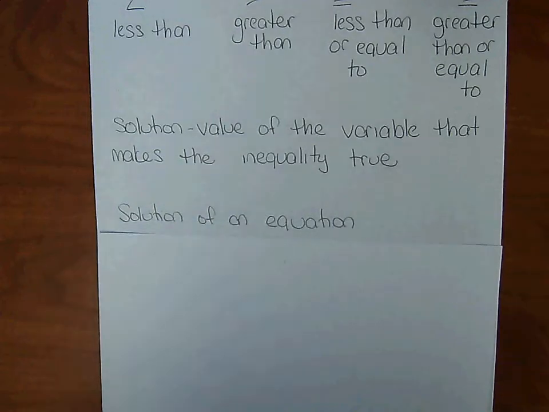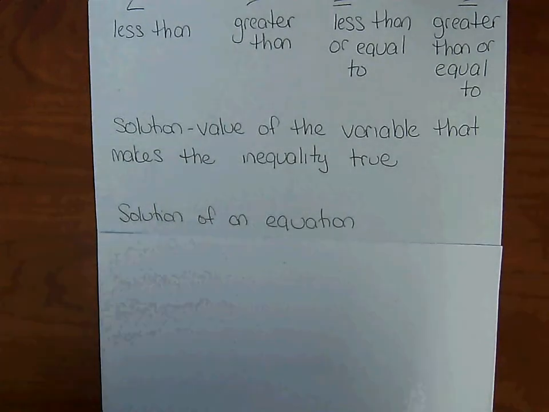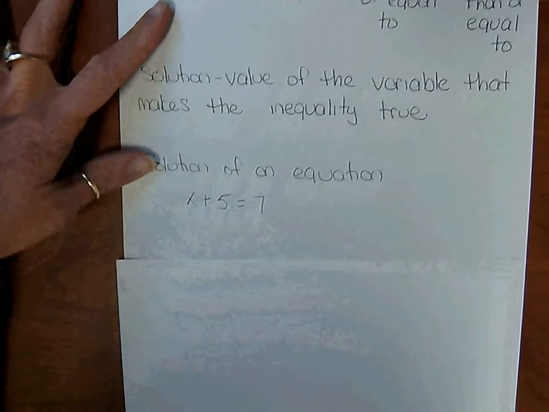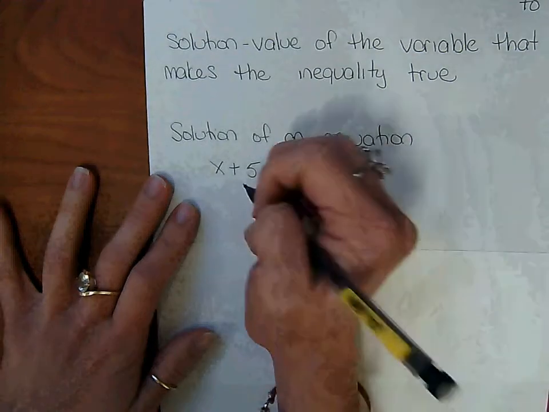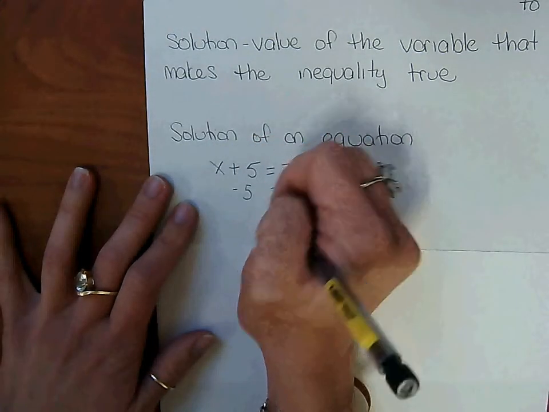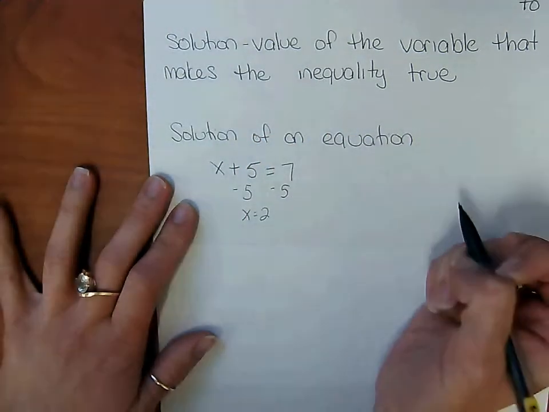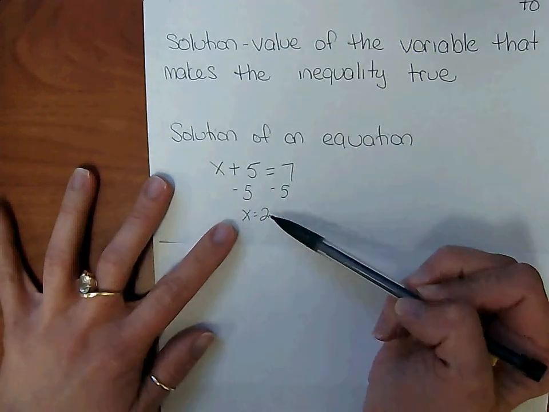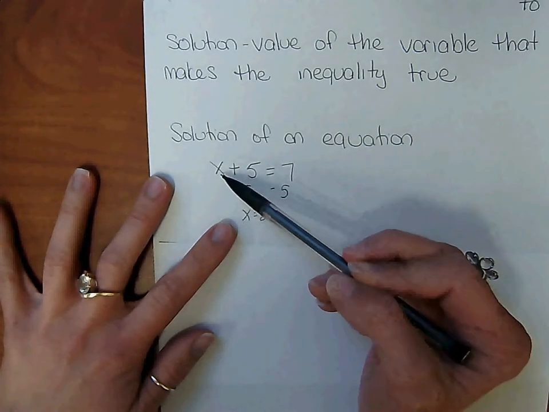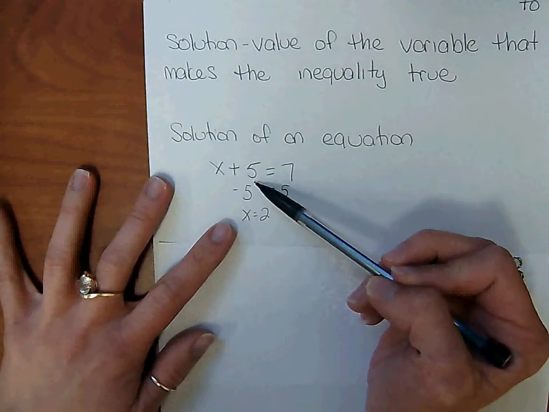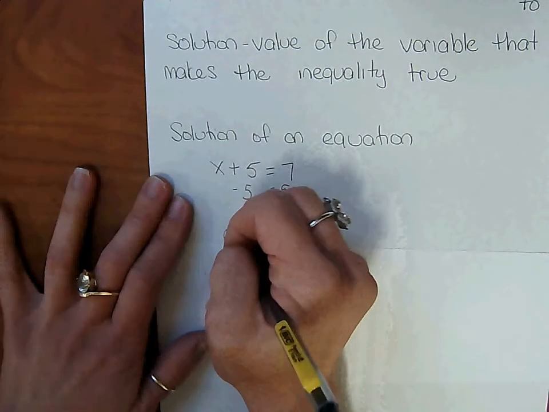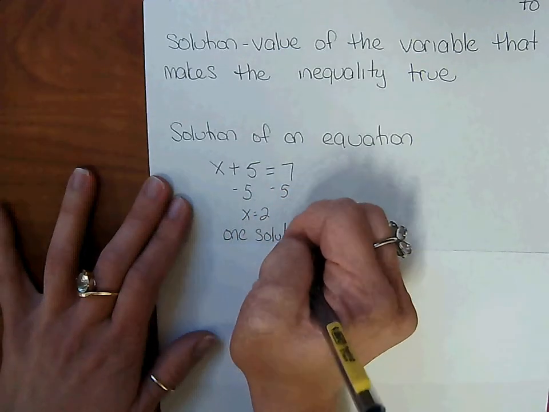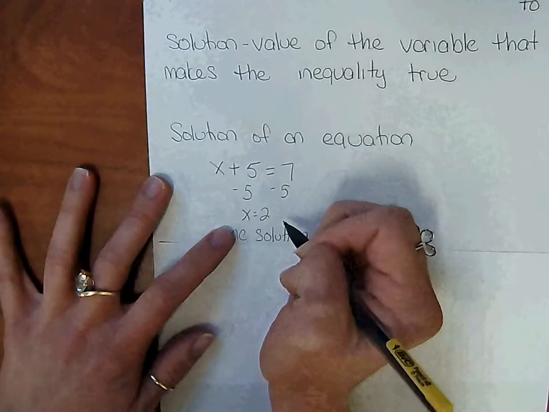First, let's talk about the solution of an equation so we can understand the solution for an inequality. When we have an equation, x plus 5 equals 7, to solve for x, we subtract 5 on both sides, x equals 2. What this means is 2 is the only value we can plug in for x, add to 5 to get 7. So an equation has one solution. The value for x here is 2.